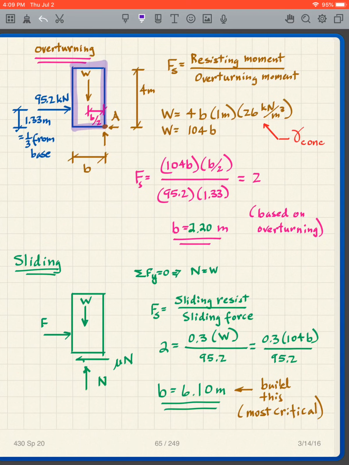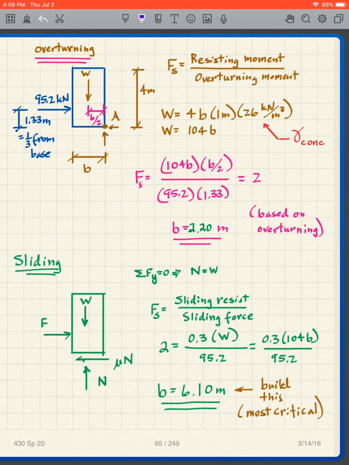I'm using a rectangle, just to keep the geometry simple. It's not the best design, but I don't want to make this difficult with geometry and things. So just to keep it simple, I have the weight of my wall, the 95.2. And then it's a triangle, so that 95.2 is 1/3 up from the base. As you know, the centroid of the triangle is 1/3, using the 1/3, 2/3 rule. So I know all the dimensions.